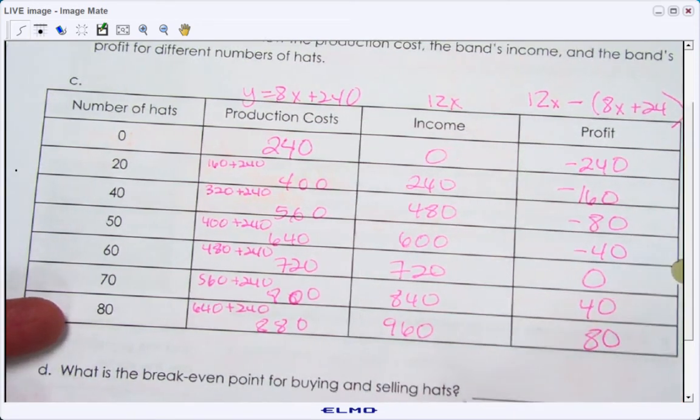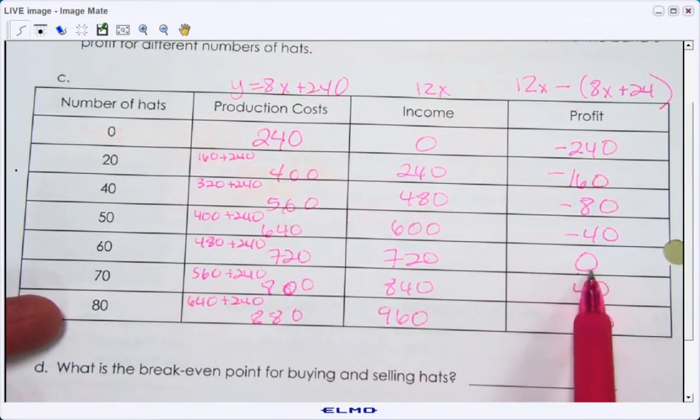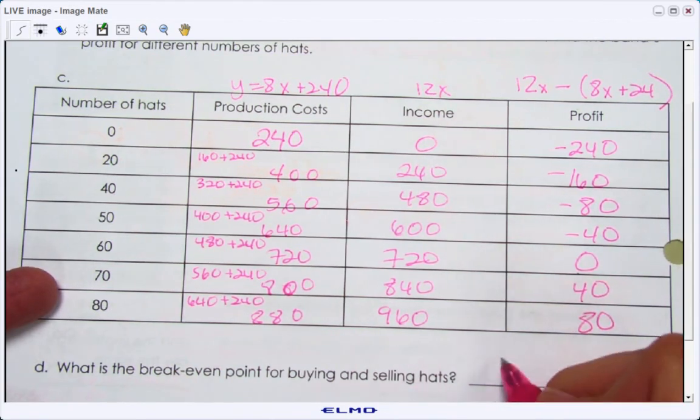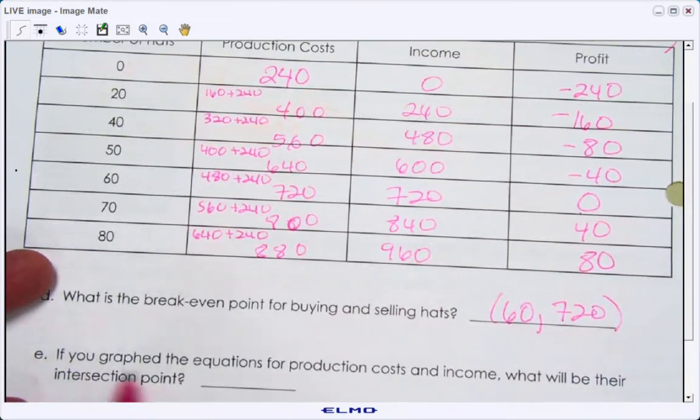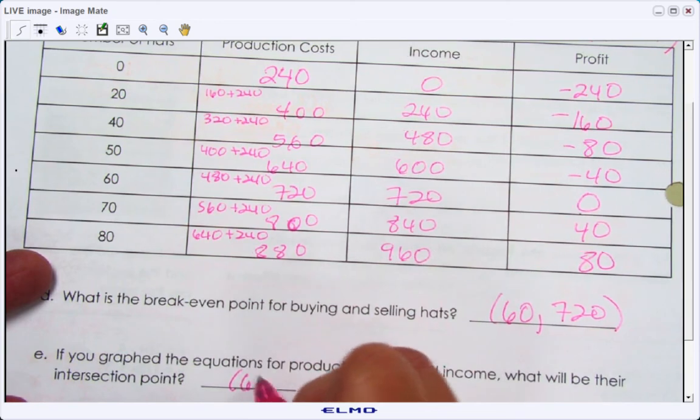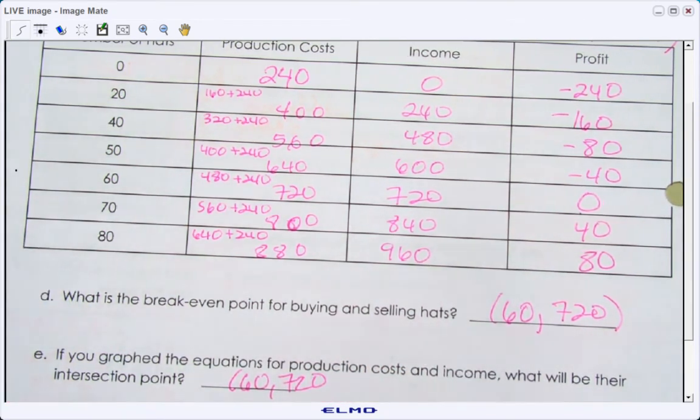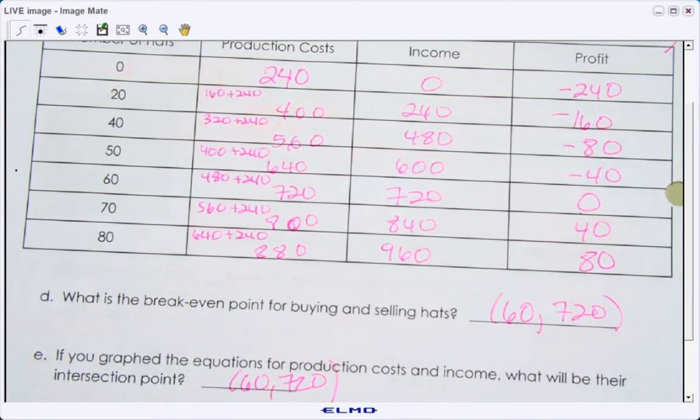So what's the break-even point? It's when you have a profit of 0. So the break-even point is at 60,720. If you were to graph the equations for the production and cost, what would be their intersection point? That would be the 60,720. And make sure that when you write the intersection that you actually write it as a point. And the break-even point, you need to write it as a point, as an ordered pair.